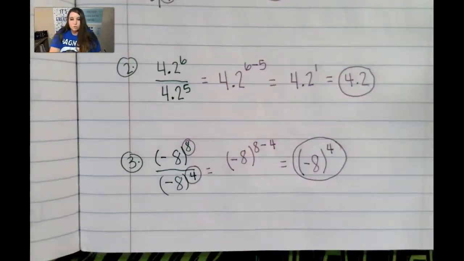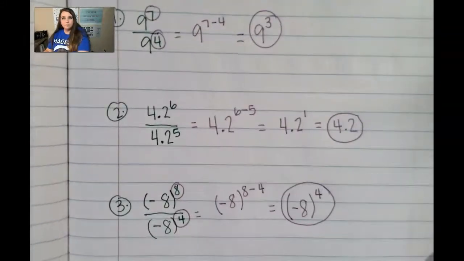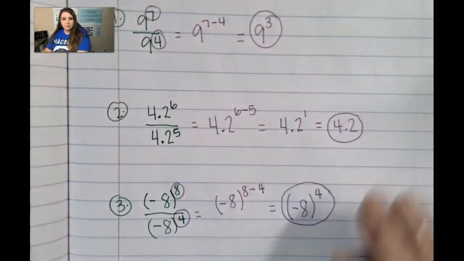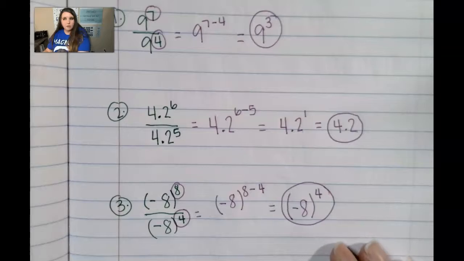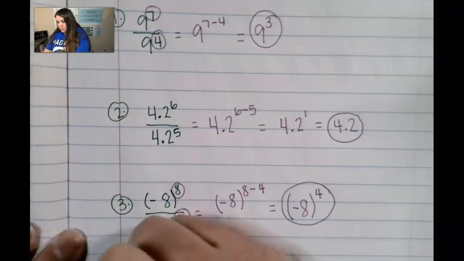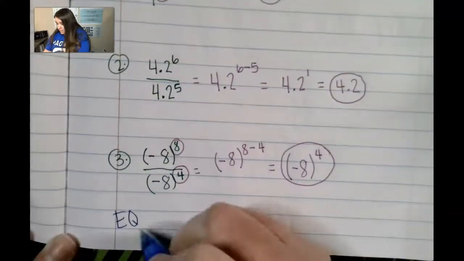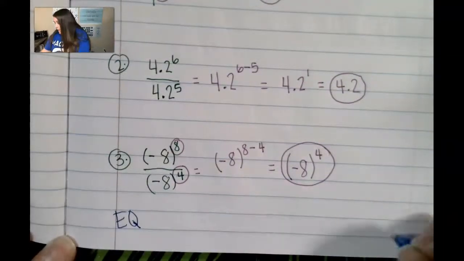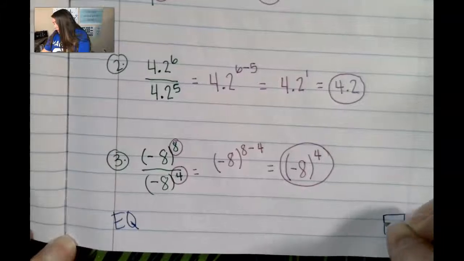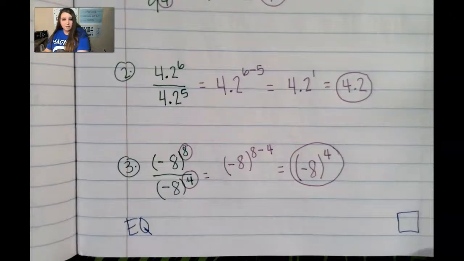All right, how did you do, or how are you feeling about this lesson? Check your answers. How did you do out of 3? And then go ahead and answer your essential question. How do we divide powers with the same base? And then put your level of understanding out to the side. How are you feeling about your understanding for dividing or finding the quotient of powers when they have the same base?